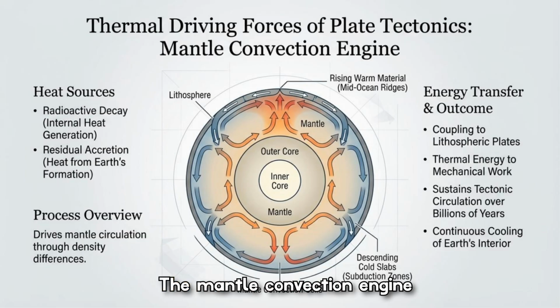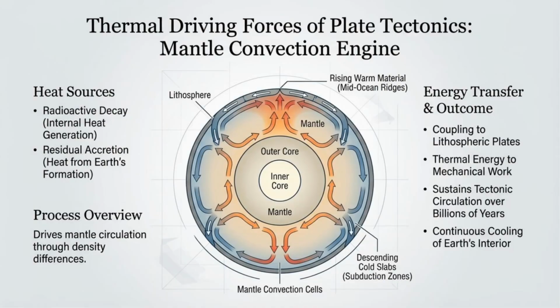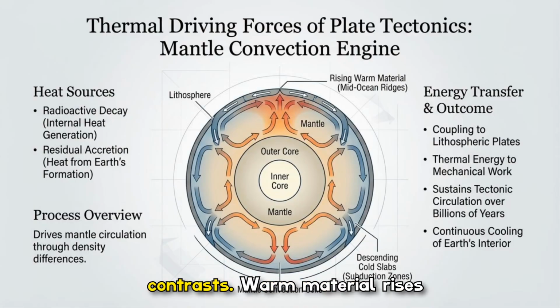The mantle convection engine runs on internal heat from radioactive decay and residual accretional heat, driving circulation through density contrasts. Warm material rises at mid-ocean ridges, while cold slabs sink at subduction zones, transferring thermal energy into mechanical work, coupling to lithospheric plates, and sustaining tectonic circulation across geological timescales.